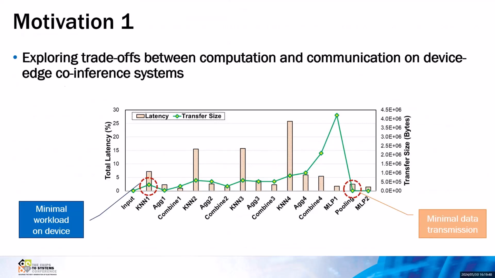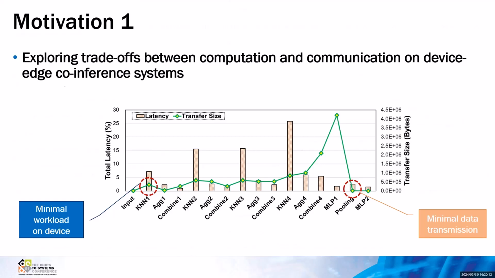So, how do we select the optimal split point for GNNs to achieve the best system efficiency? This is a problem we want to explore in this work. And our research is driven by 3 key motivations. The first one is exploring the trade-offs between computation and communication in device-edge co-inference systems.